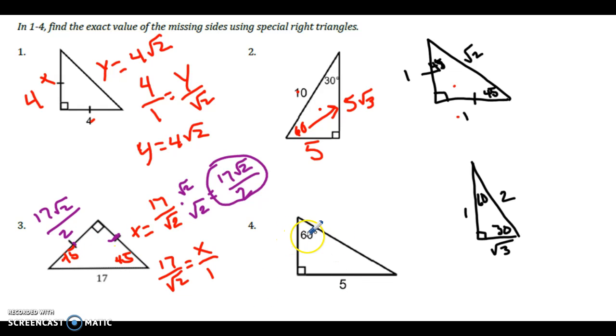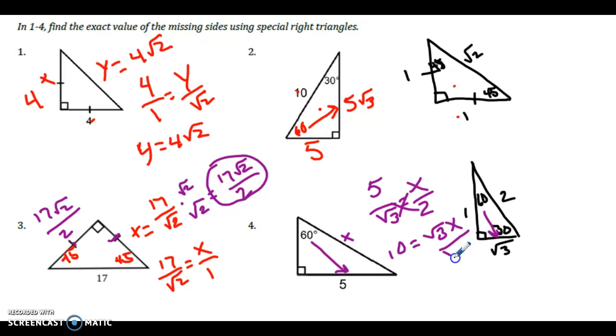Okay, and then the last one, number 4, this 5 would correspond to this radical 3 over here. You see they're both across from the 60. These should be similar triangles. And so you would say 5 is to radical 3 as, let's call this X, as X is to the hypotenuse 2. Cross multiply, and you get 10 equals radical 3 times X, and you divide by radical 3, and divide by radical 3.